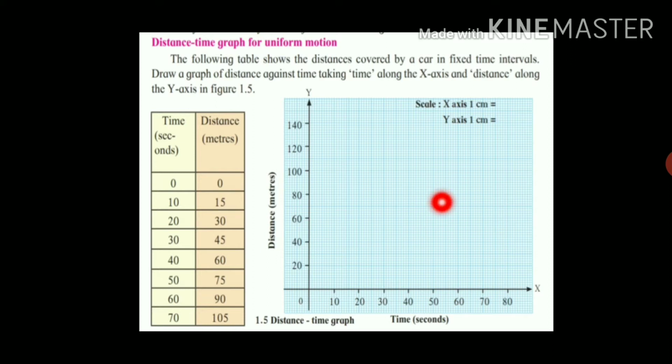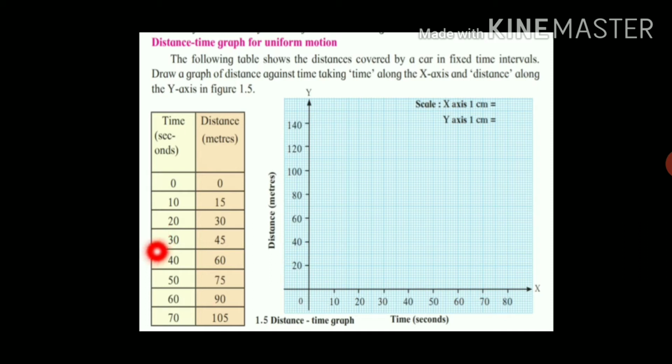Here in this slide, we are given one example. The following table shows the distance covered by a car in fixed time intervals. Draw a graph for distance against time, with time along the x-axis and distance along the y-axis. On the x-axis we are going to take time, and on the y-axis we are going to take distance.